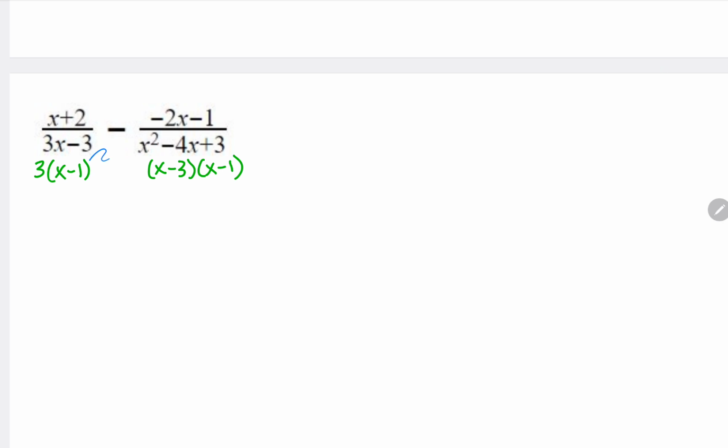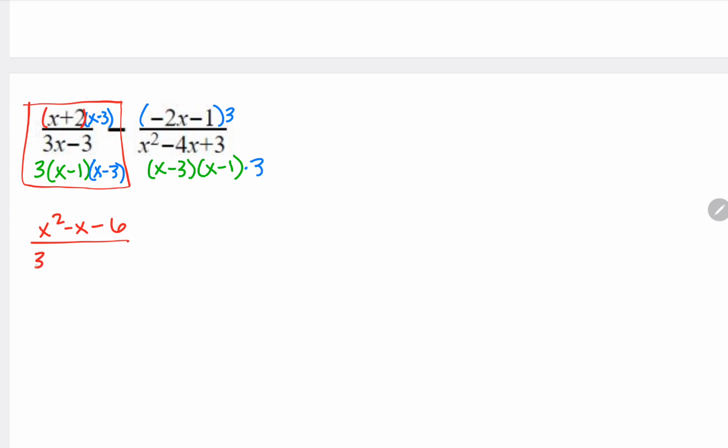So if I want the denominators to match, I'm going to need to multiply this denominator by x minus 3. And I'm going to need to multiply this denominator by a 3. So first fraction here, I get x plus 2 times x minus 3. When I distribute that out, I get x squared minus 3x plus 2x minus 6. And then we're going to subtract that when I distribute the 3 in that second numerator.